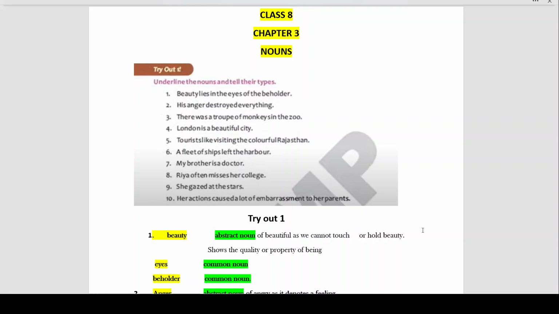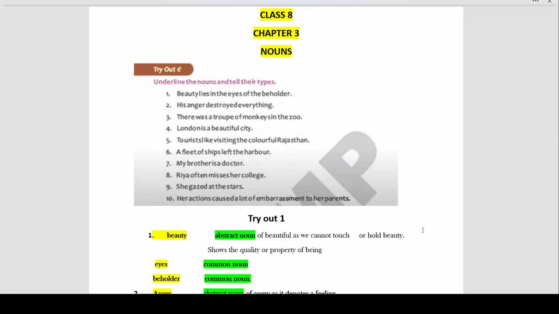Number six, a fleet of ships left the harbor. Fleet of ships, a collection of ships is called a fleet of ships. So it is your collective noun. So underline fleet of ships. Left the harbor. Which harbor? We do not know the name of the harbor. So harbor is your common noun. Number seven, my brother is a doctor. Brother will be your common noun. Doctor is again a common noun.